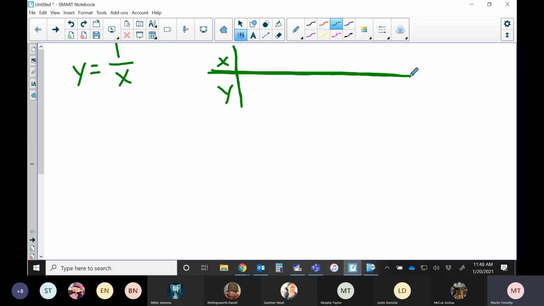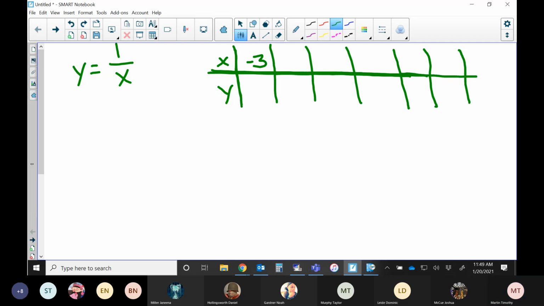So let's go ahead and try to graph this. First off, if I put a -3 in, that means that's my x. What's my output? Someone answer that, please. Negative 1/3. Perfect.